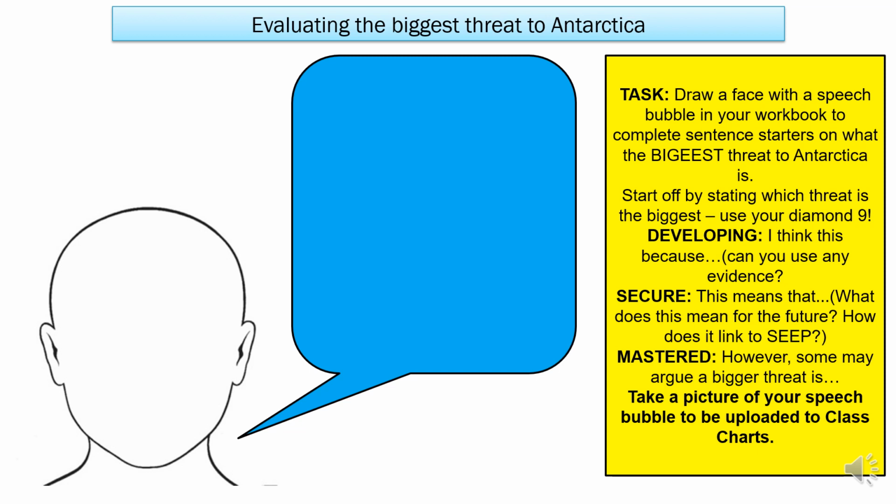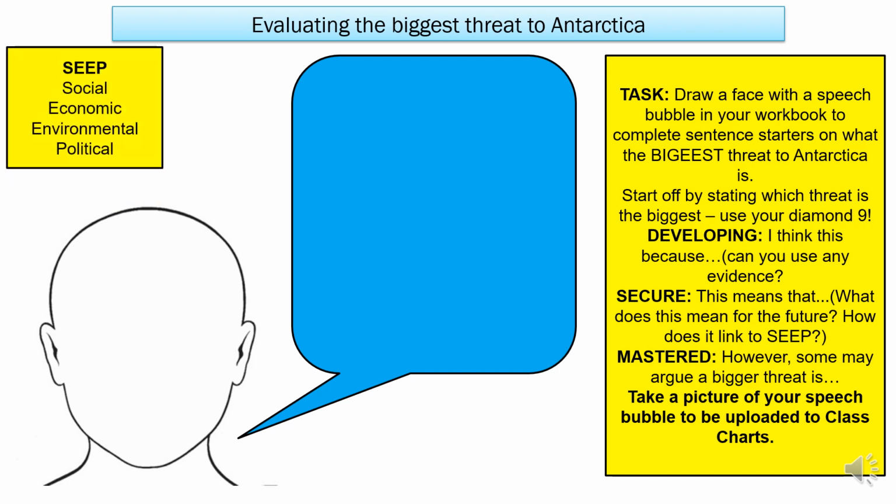Secondly, for secure, you will tell me what does this mean. So the sentence starter will be, this means that. What will this mean to the future? What's going to happen because of your threat? And remember, if you can, link it to SEEP. That is social, economic, environmental, and political.